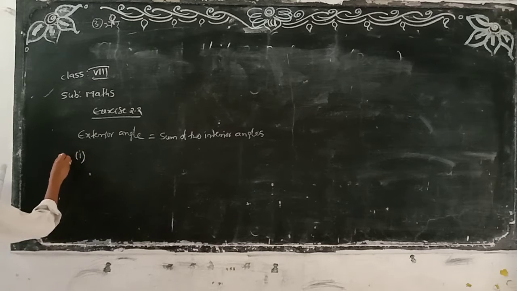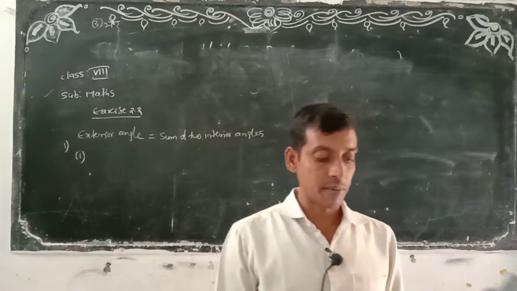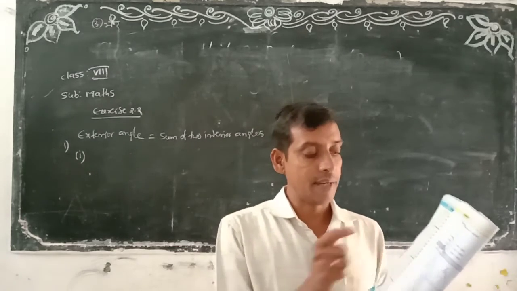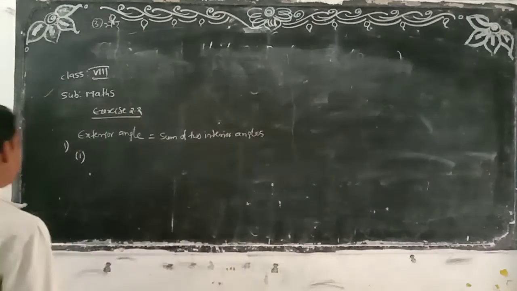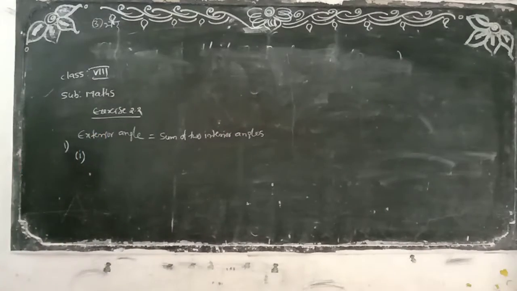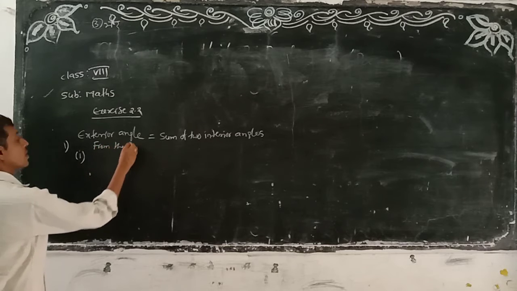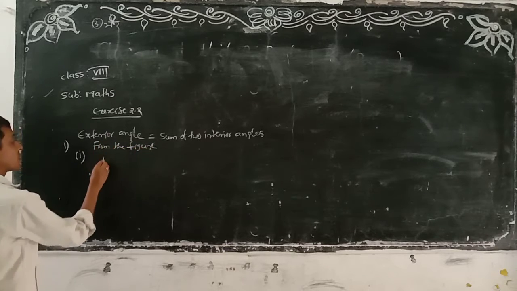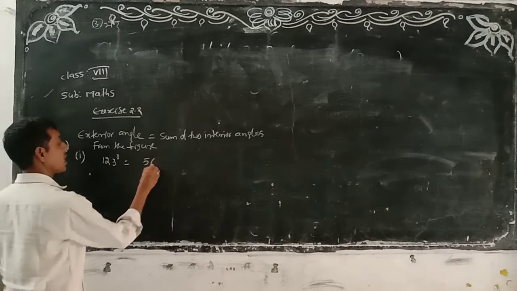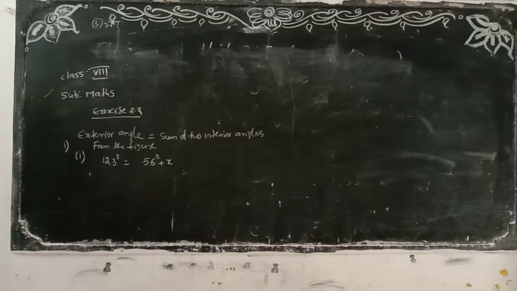See the first one. Find the value of x in the following figure. Here, a diagram is given with 56 degrees and x. They are the interior angles and 123 is the exterior. So that is the formula: exterior angle is equal to the sum of two interior angles. What is the exterior angle here? From the figure, 123 is equal to the interior angles, 56 plus x. This is the sum of two interior angles.